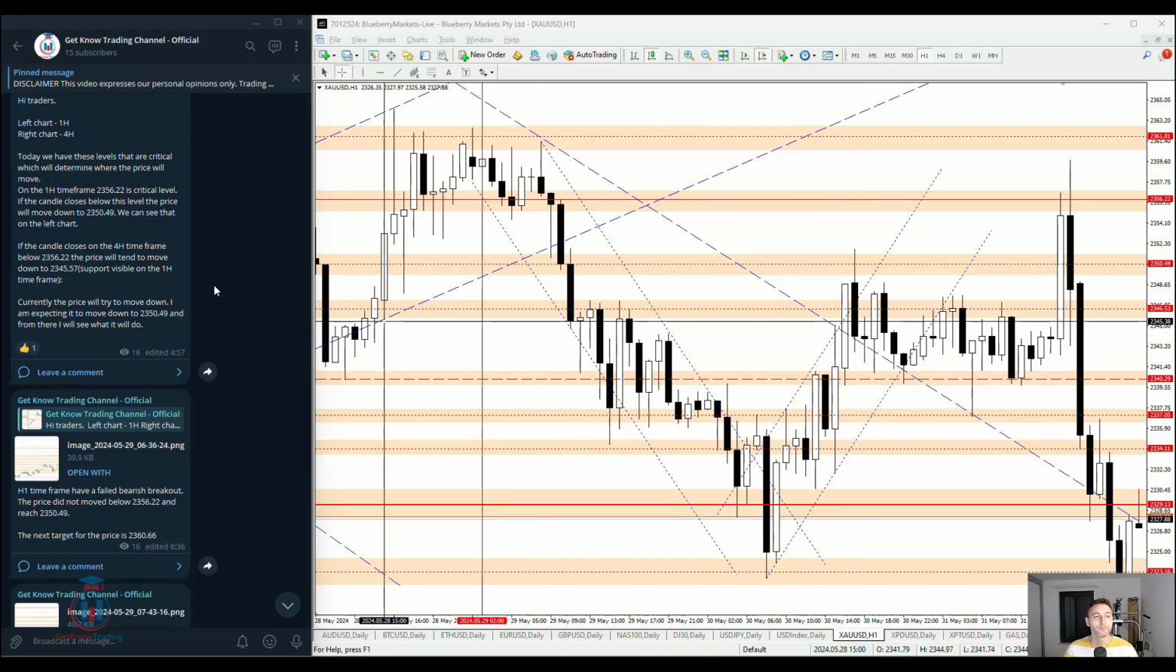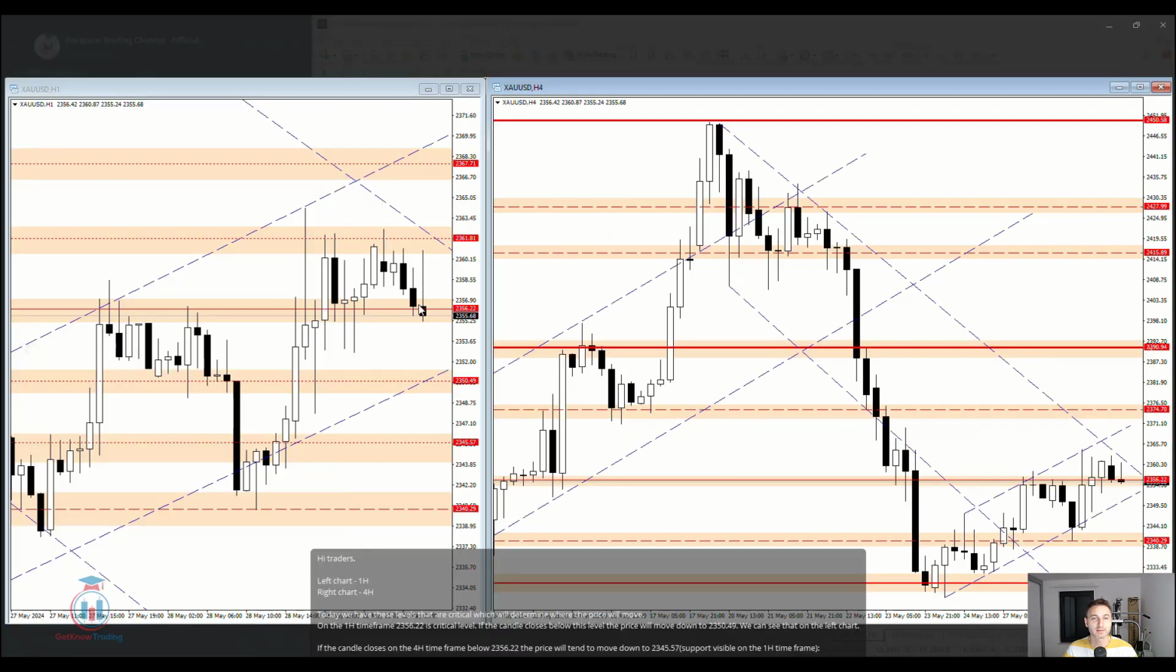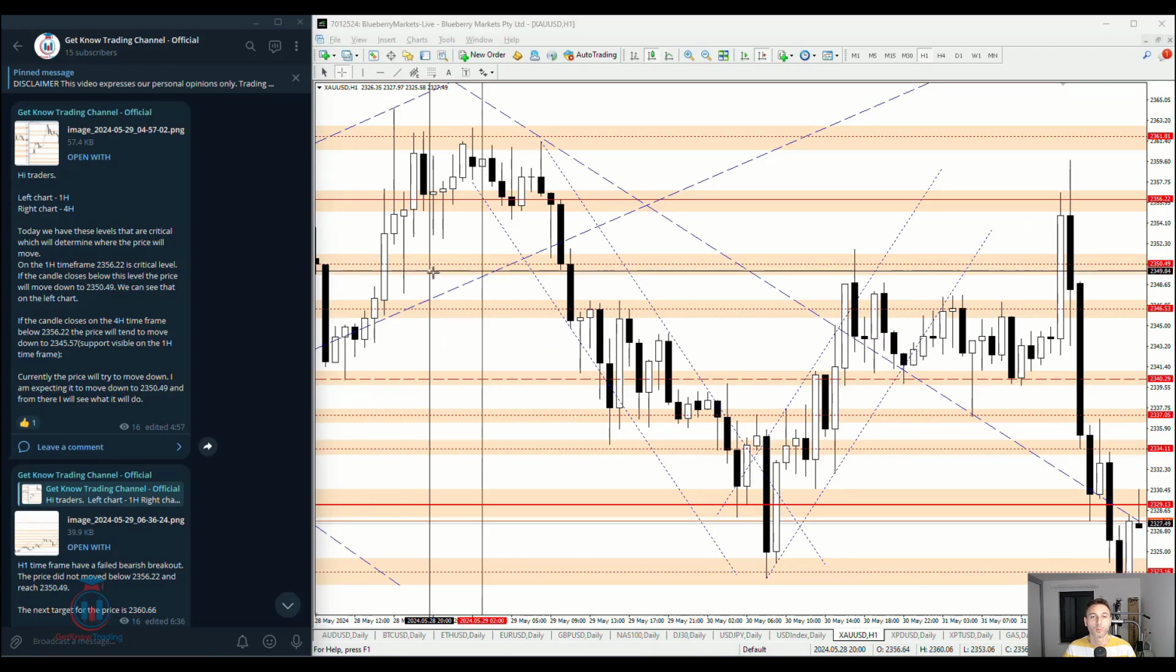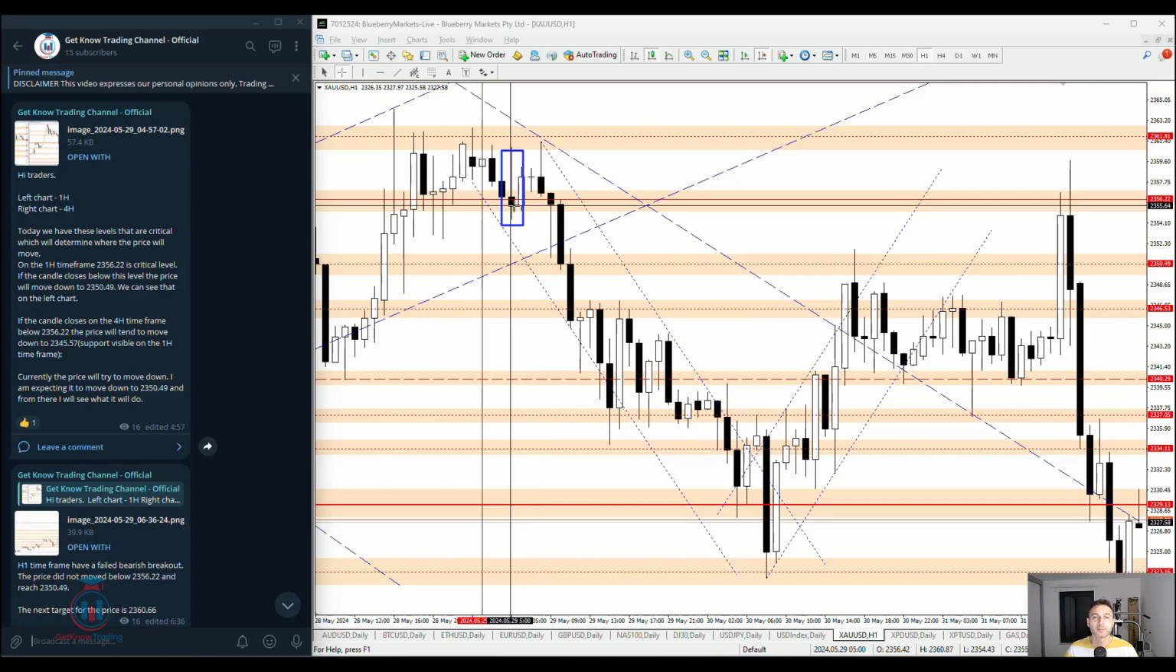I would like to show you when this was started. For example, here it was on the 29th of May. There was a failed bearish breakout, which means there was information for the traders that it was expected that the price will continue to fall down if the price changes below 2356.22. This was on a 1 hour time frame, and this is the place where this candle was located. In this case, the price has closed below this level, but the price has continued to rise in value, reach this area which is 2361.81, and then reverse back down.